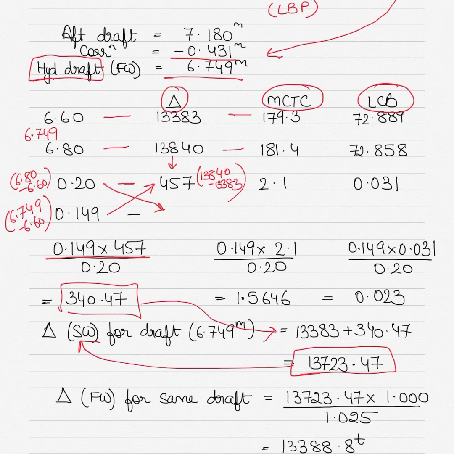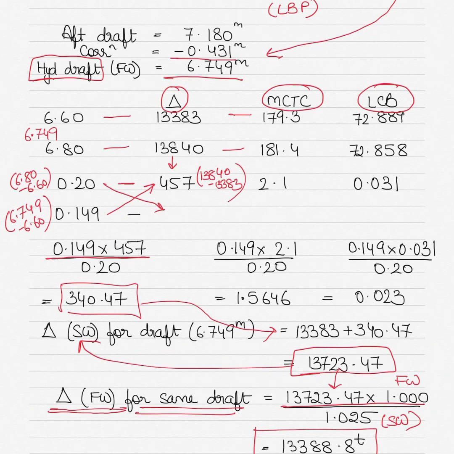So to convert this displacement to a freshwater displacement for the same draft, you will multiply this displacement by 1, which is the freshwater density, and divide by the density of seawater, for which the tables give 1.025, and you get your displacement in freshwater.